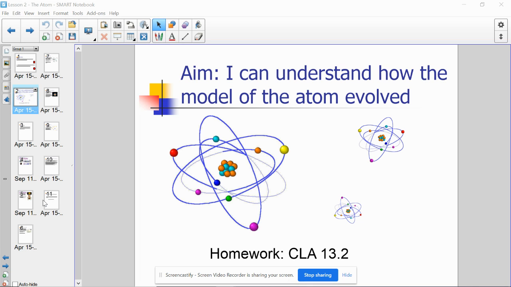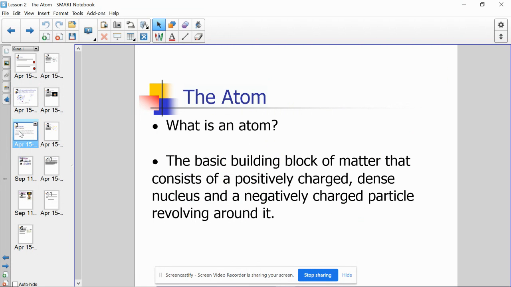Good morning. Today we're going to talk about how the model of the atom evolved over time. So the first thing we have to talk about is what is an atom.